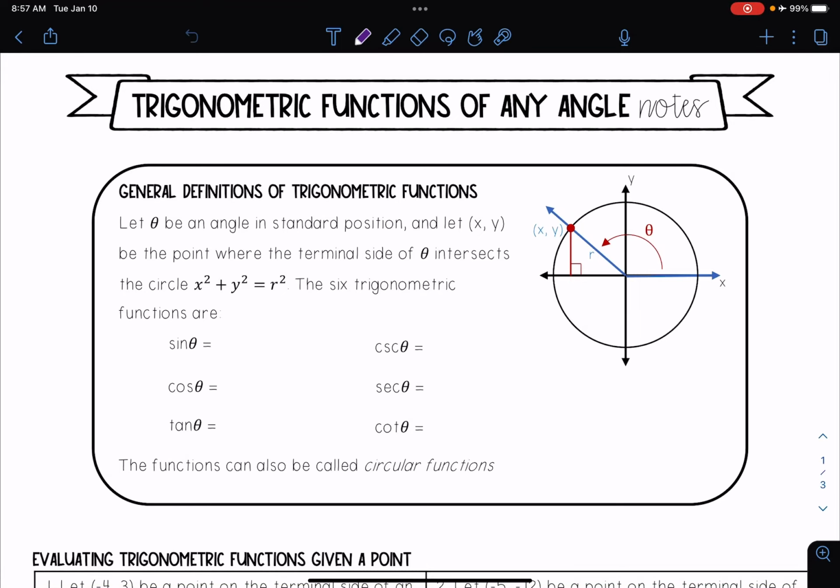Hello everyone, today we're going to be learning about trigonometric functions of any angle. In this first video, we're just going to look at general definitions of trigonometric functions.